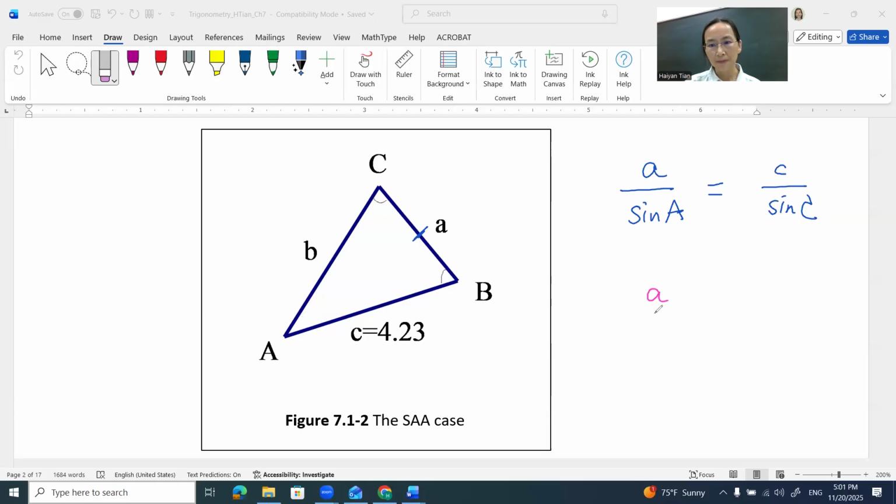So we can just put, I'm going to use a color for whatever we know already. Capital A was just found, that's sine A. And c is given, and capital C is also given. So if I put them here, then you can see the only unknown is the lowercase a, because all these green ones are quantities we know already.